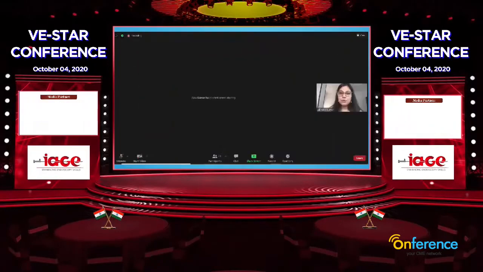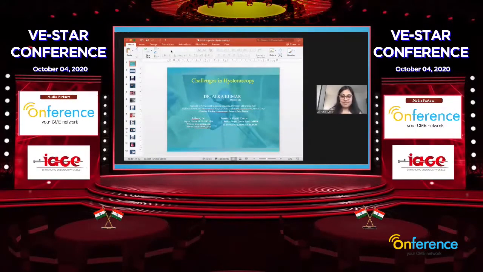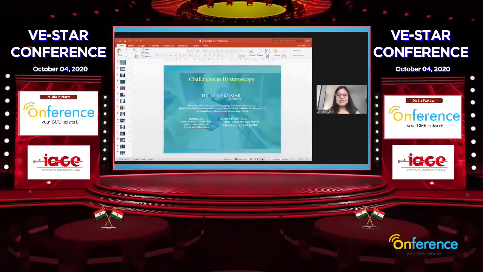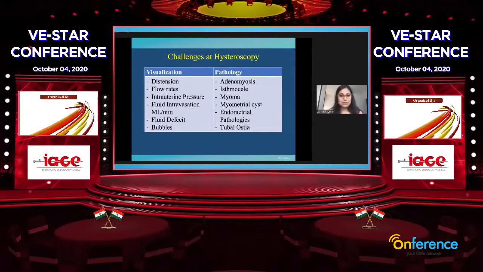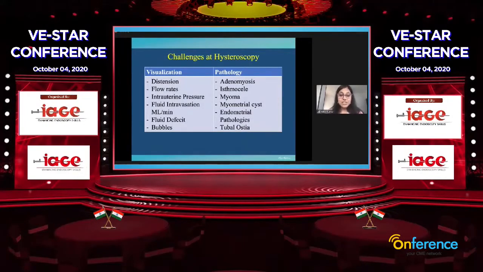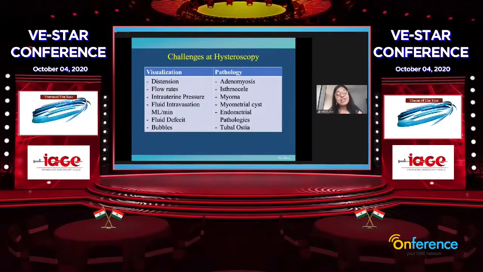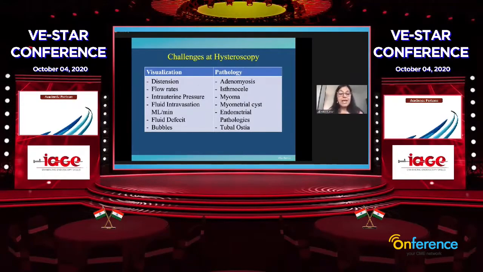I would like to take you through the challenges in hysteroscopy. Since our topic was about hysteroscopy and troubleshooting, visualization is a very big challenge in hysteroscopy. Distension is another very big challenge. Flow rates are a challenge. Intrauterine pressure, what is the right pressure, is a challenge. Fluid intravasation, which is ml per minute, is different from fluid deficit. We must understand that there are two parameters which are separate from each other, and there are bubbles.